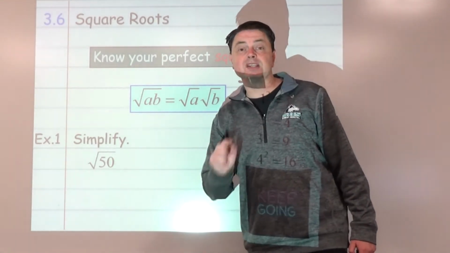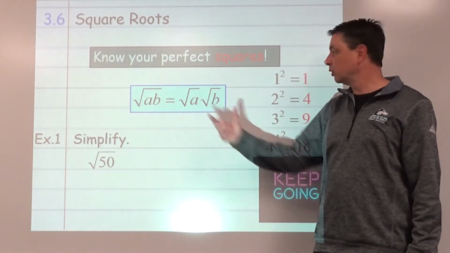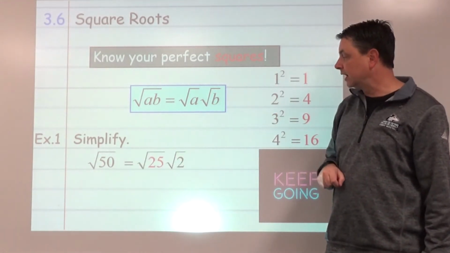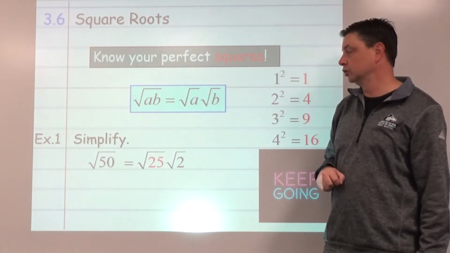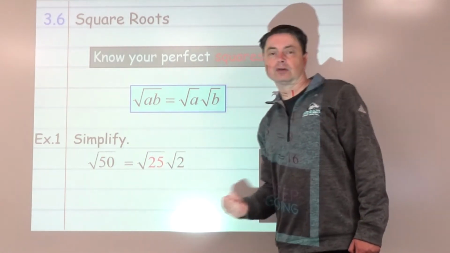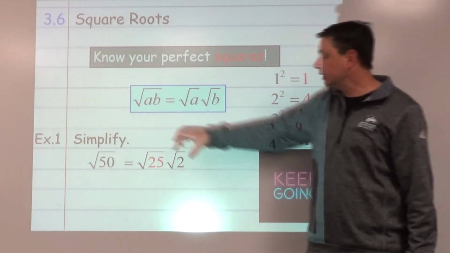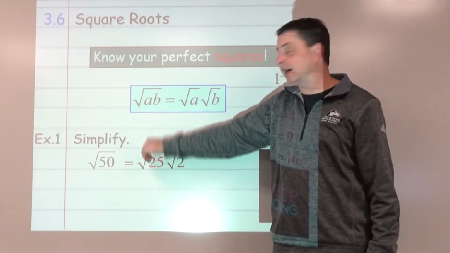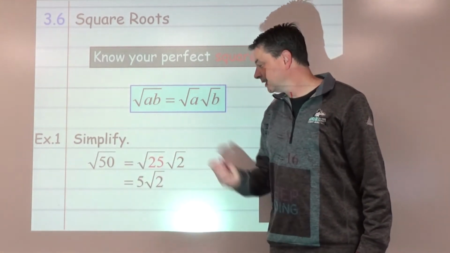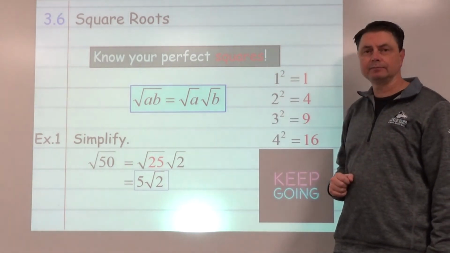50 is 25 times 2. So we're going to break it up that way. And when we break it up like this, I would always put the red number first. So square root of 25 times the square root of 2. Start there. Then, what is the square root of 25? Well, because 5 squared is 25, that means the square root of 25 is 5. So we're going to write that as 5 root 2. And that's our final answer, fully simplified.